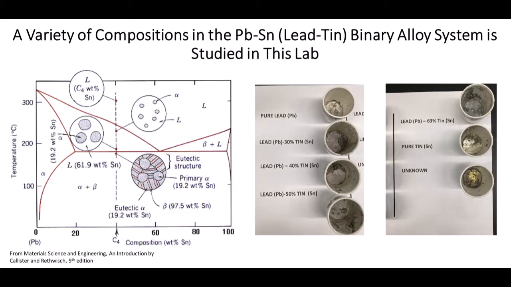In this lead-tin diagram shown here, on the right, we have 7 different samples that are from pure lead to pure tin and alloys in between. One sample, indicated as an unknown composition, is a lead-tin binary alloy, but the composition is not being revealed. It will be part of the exercise to determine the composition of that unknown alloy by the thermal analysis approach.